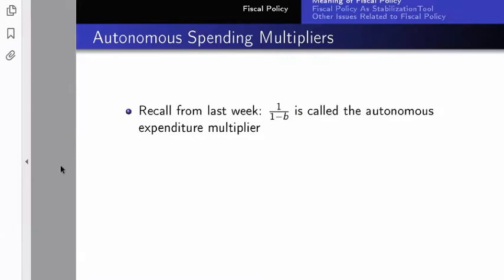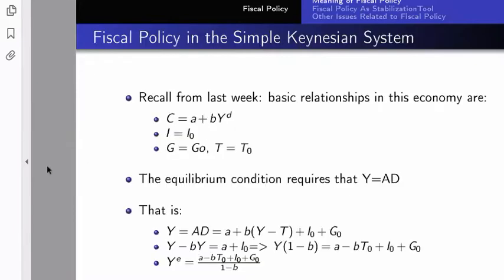All right, so just do a simple differentiation of this YE with respect to G naught. What you get is equal to what? 1 over 1 minus B. A differentiation of this equation with respect to I naught, what you get is 1 over 1 minus B. The only different one is this one. If you differentiate this YG with respect to T naught, what you get is what? Minus B over 1 minus B.